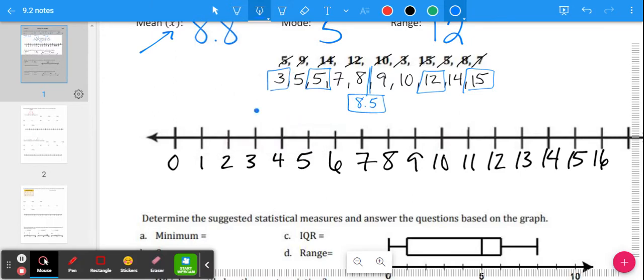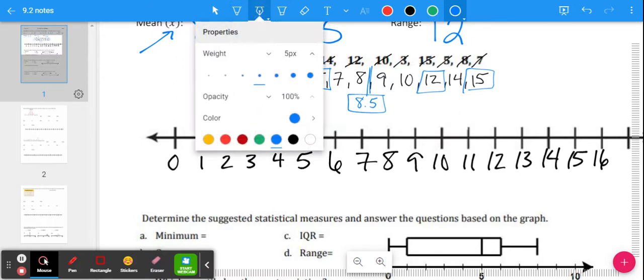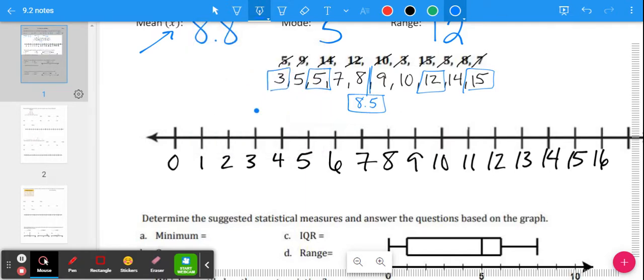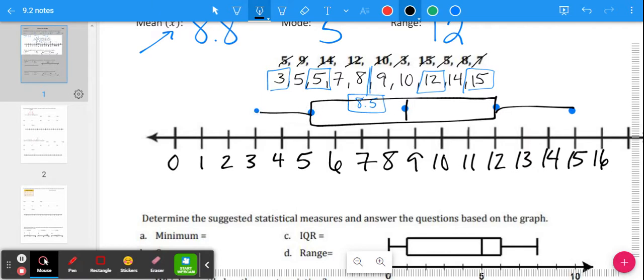So minimum 3. Our Q1 is 5. Our median is 8.5. Our Q3 is 12, and our maximum is 15. So now we draw the box around the 3 in the middle. It's always from your Q1 to your Q3, and then the whiskers for the minimum and maximum.